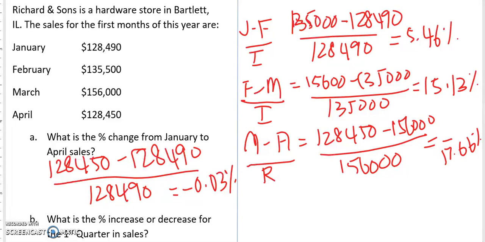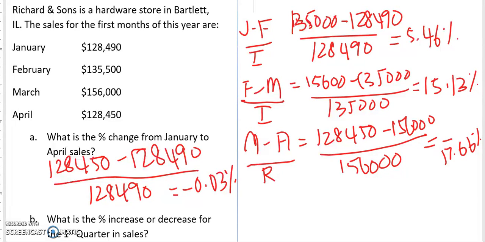Now, if you look at it from the quarter sales, the first quarter of a year comprises January, February, March. The second quarter will be April, May, June, and so on and so forth. There are 4 quarters to 1 year. So the first quarter is the sales of January, February, and March. So is there a percentage increase or decrease for the first quarter?